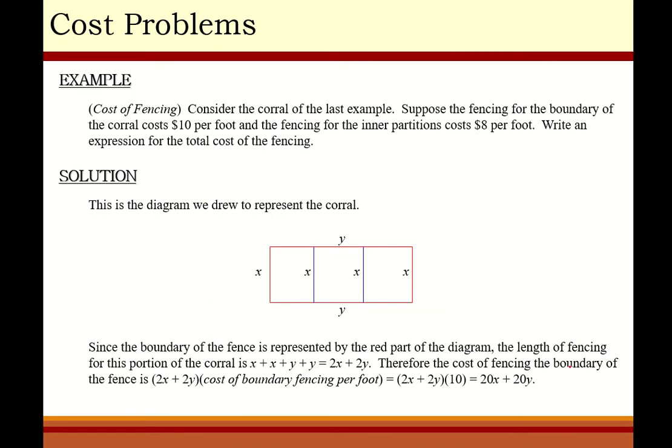Therefore, the cost of fencing the boundary of the fence is simply 2x plus 2y multiplied by the cost of the fencing per foot. And we know that for the boundary, the cost is just $10. Okay, so that's why we have here multiplied by 10. So this multiplied by 10, therefore we have 20x plus 20y. So this is the cost for the boundary of the fence, excluding the partition.